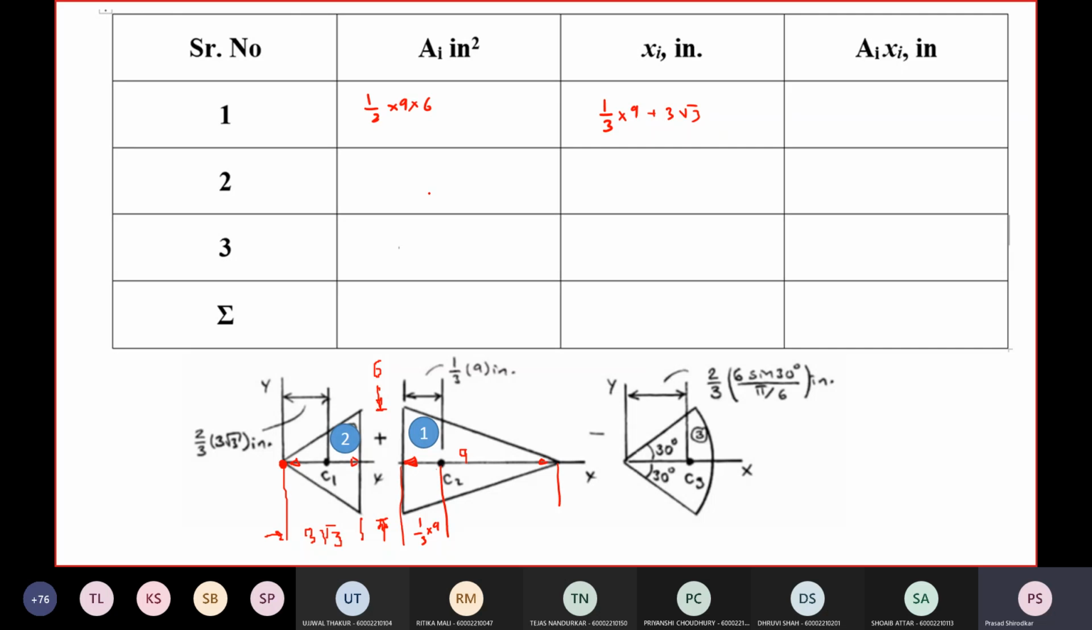Second area is this triangle marked as 2, and again it is half base 3 root 3 into height 6. And xi will be, see, generally we calculate it from the base, so from the base it is 1/3 of the height, but from the apex it will be 2/3 of the height. So the centroid will be 2/3 of the height. Yes, somebody was asking something.